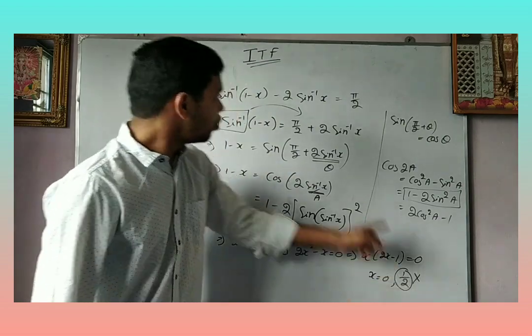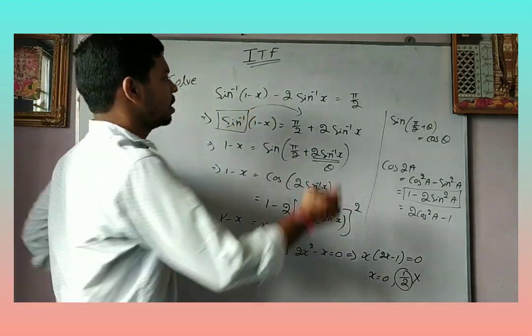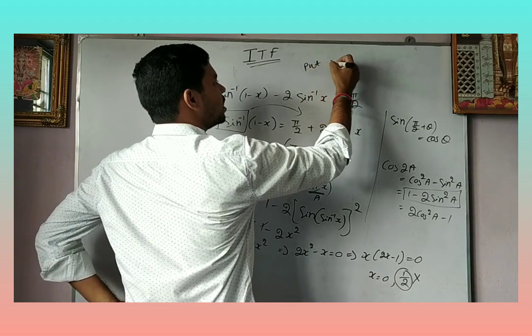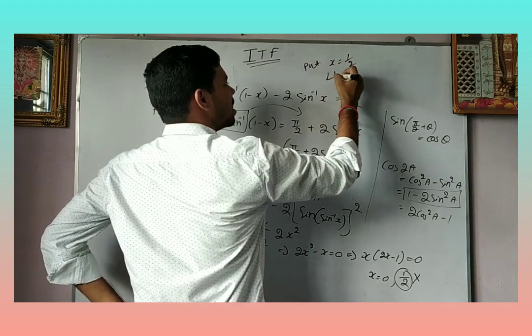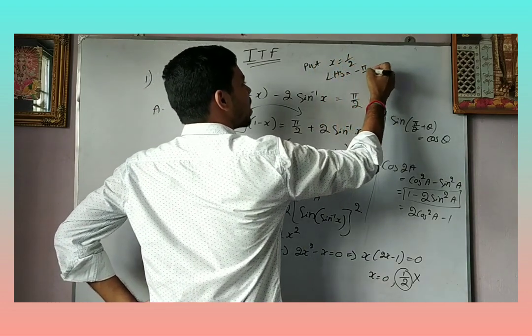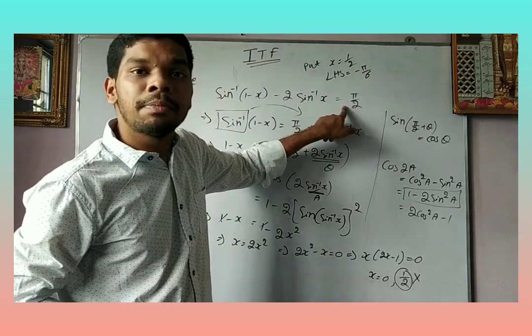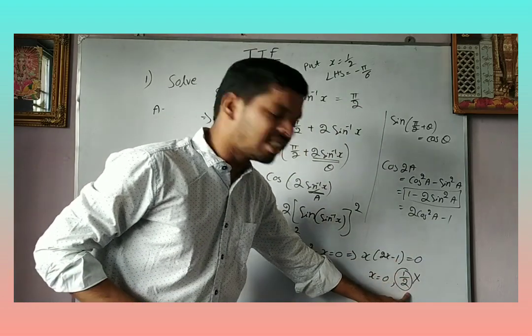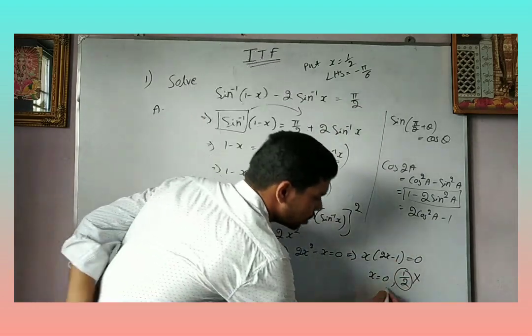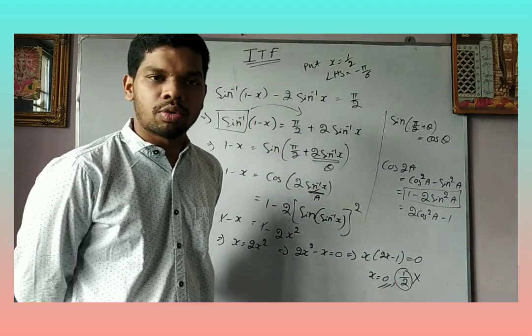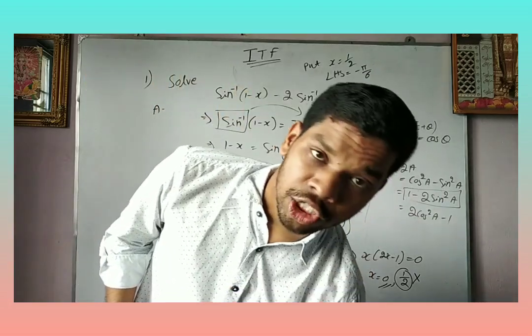Why? If you put x equal to 1 by 2 here, the left hand side is equal to minus pi by 6. But the right hand side is pi by 2. Hence we cannot take x equal to 1 by 2. Answer is 0.